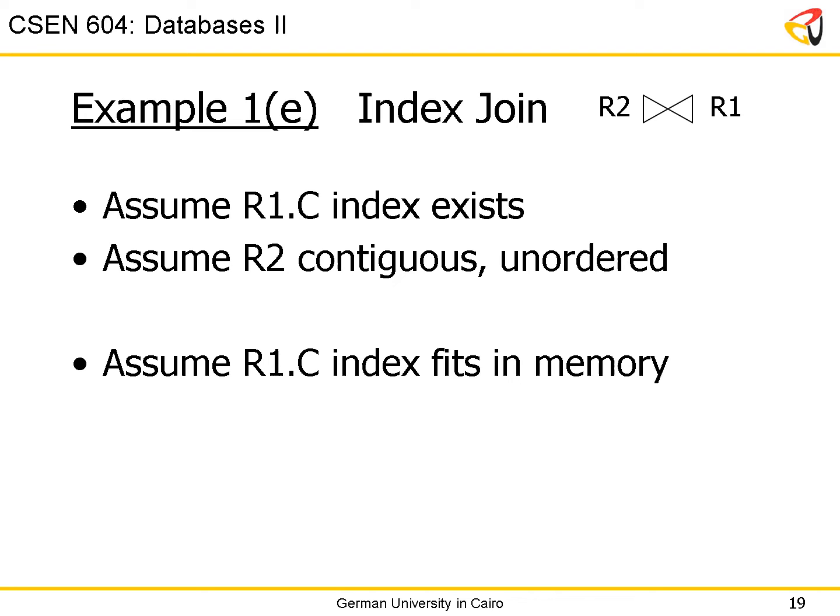If R1 is the primary and R2 is the foreign, most likely the R2 is not sorted according to the foreign key value. I will make the very important assumption here that the R1.C index fits in memory. So we're not going to actually pay IOs for working with the index for now. Again, the assumption here is the R1.C index exists, R2 is contiguous, and it's not ordered.